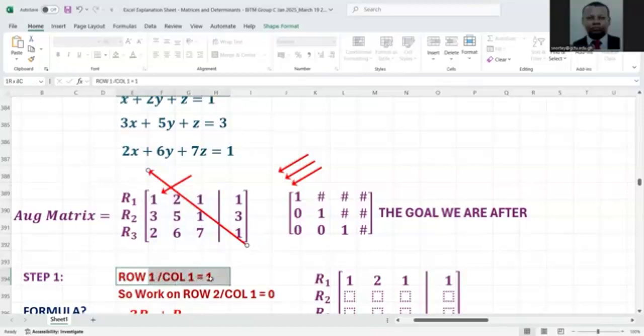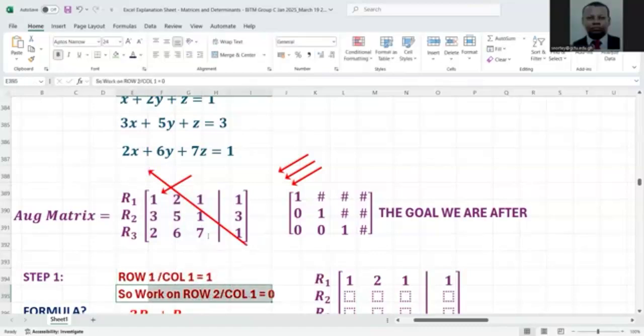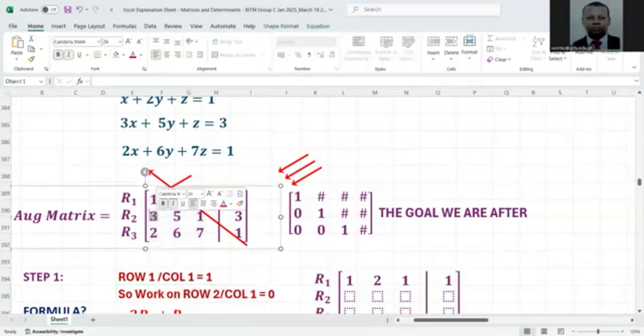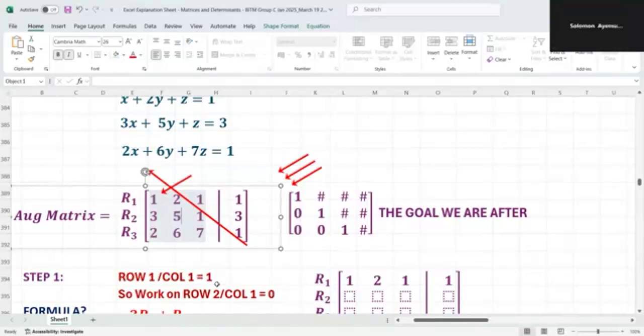So now let's work on row 2, column 1. So this value, this 3. What do I multiply by row 1, the first row, 1, 2, 1, so that when I add it to row 2, the 3 goes to 0? Any suggestion? So -3. Thank you.